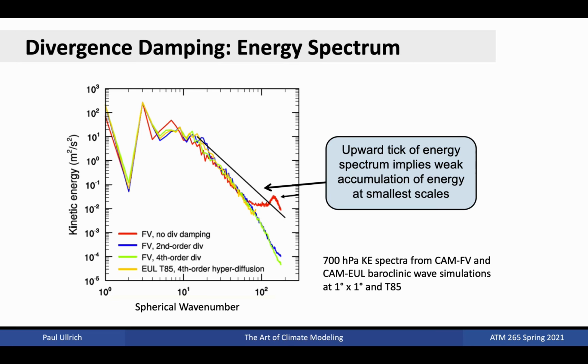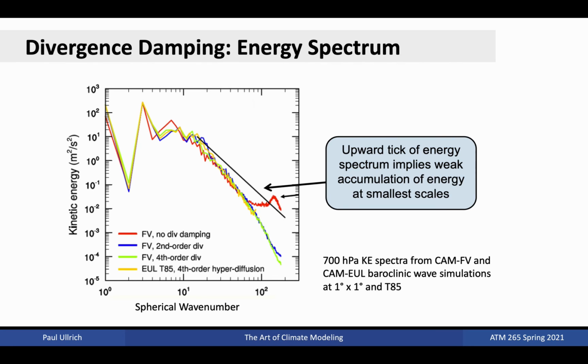Comparable solutions with second-order divergence damping and fourth-order divergence damping all show a reasonable decay of energy towards the truncation scale. The fall-off of this decay at the shortest scales, that is, deviation from the power law, is a consequence of viscosity acting on the flow.